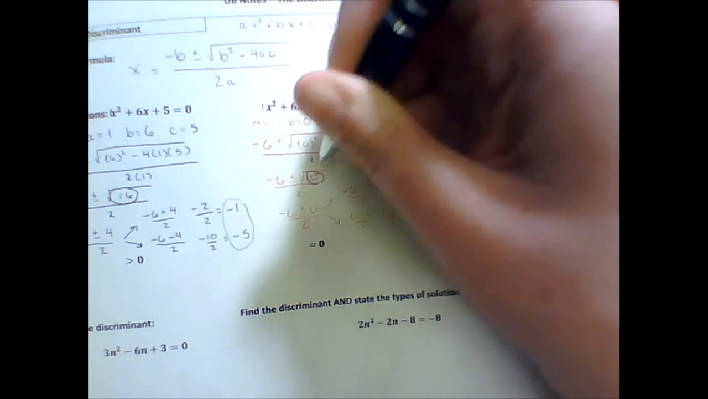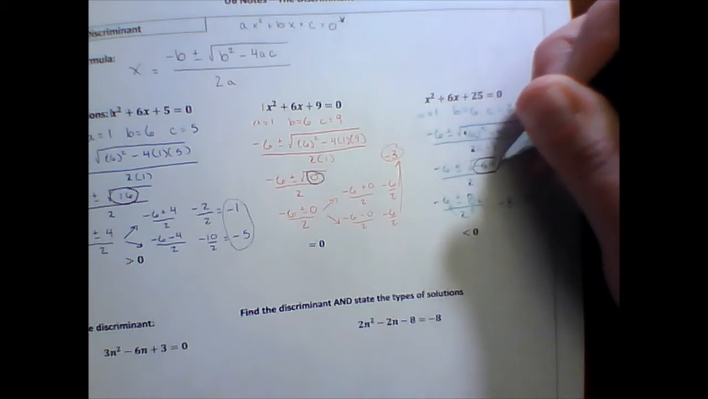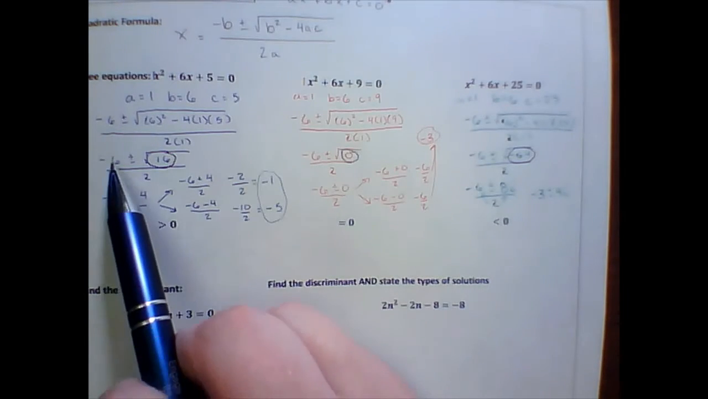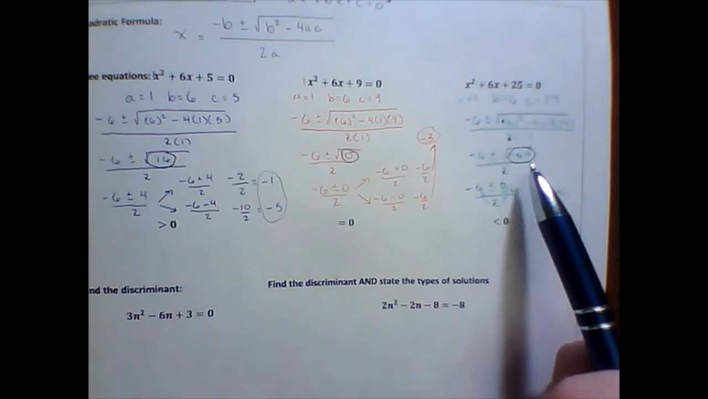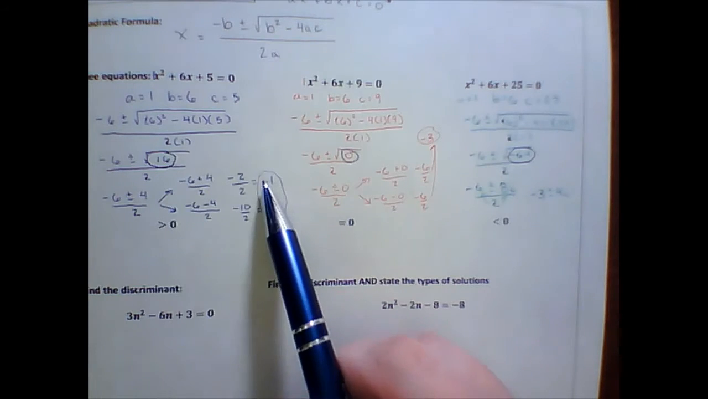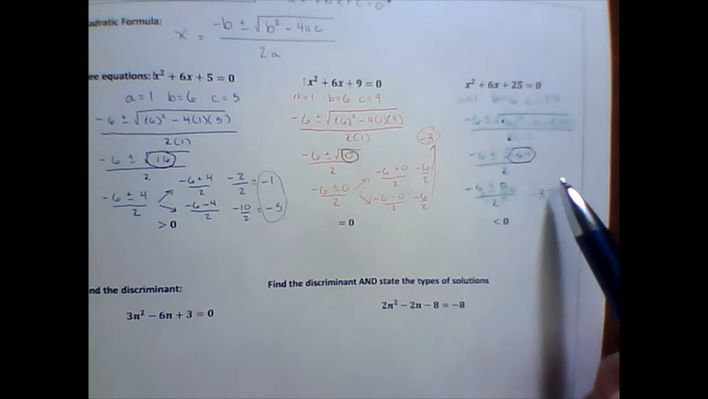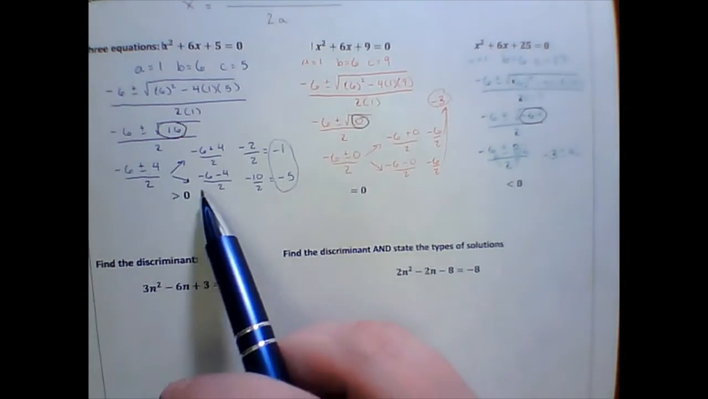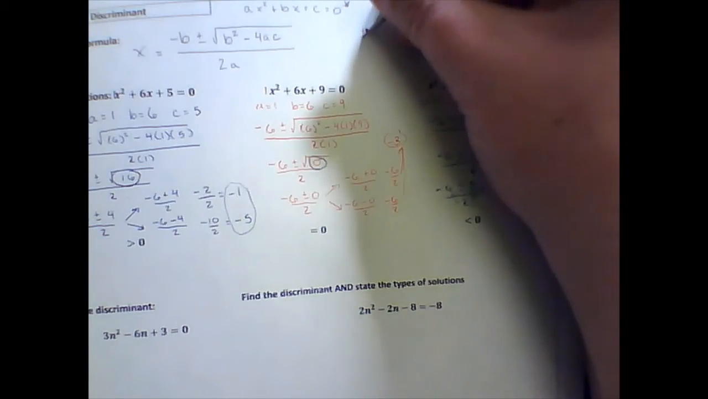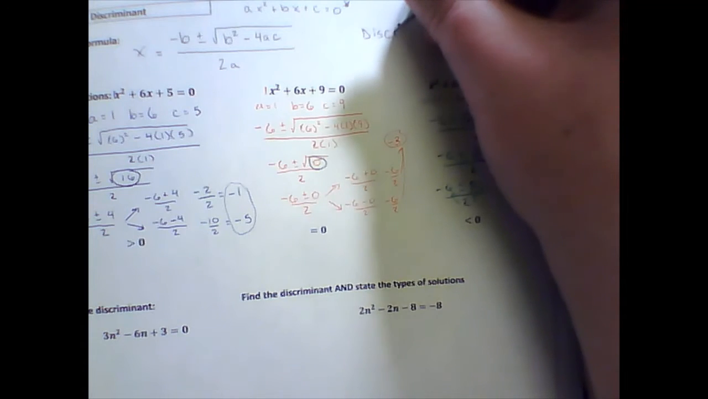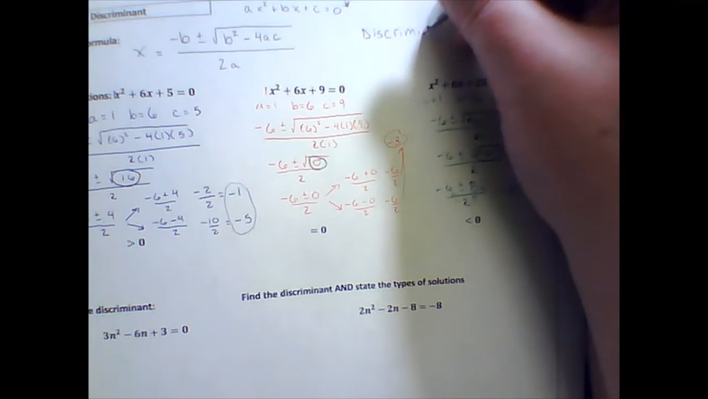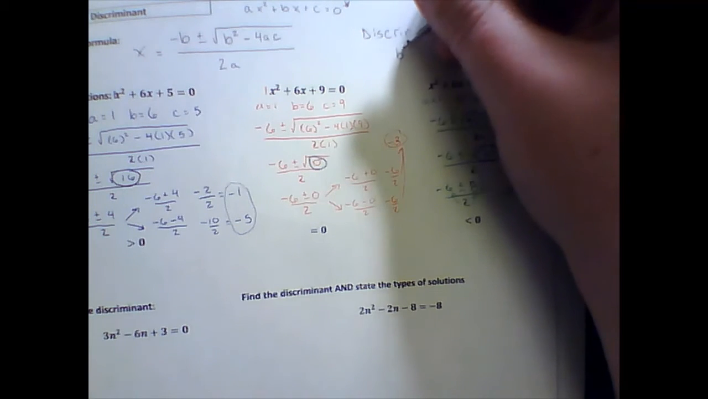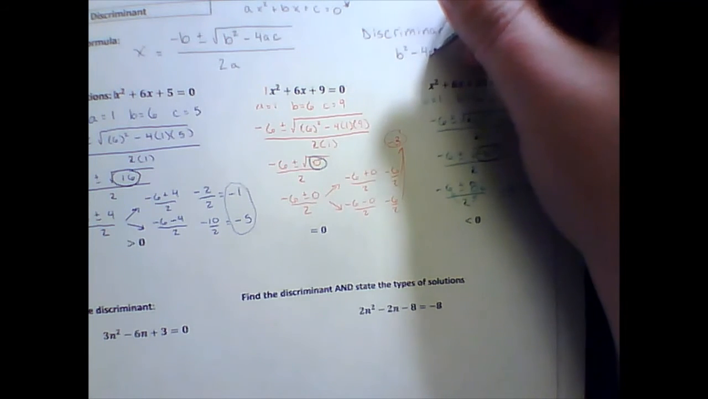So the only thing different as these problems progressed was what ended up under the radical. The rest of it on the outside, negative 6 and 2, remained the same. The radical is what's making different kinds of answers. That's the discriminant. So the discriminant is the part under the radical, and what the discriminant does is it discriminates or chooses the kinds of answers that you're going to get.